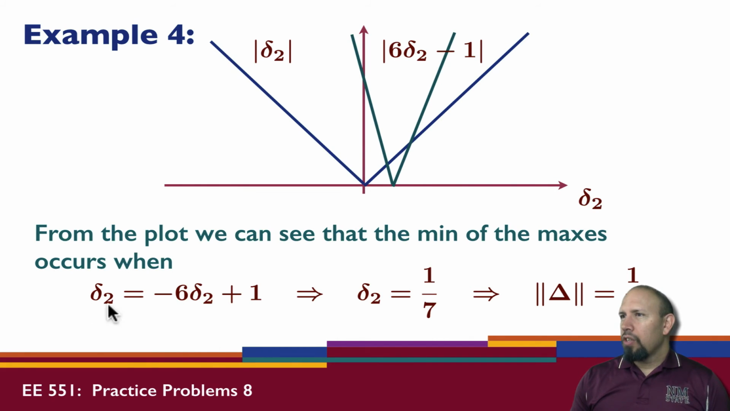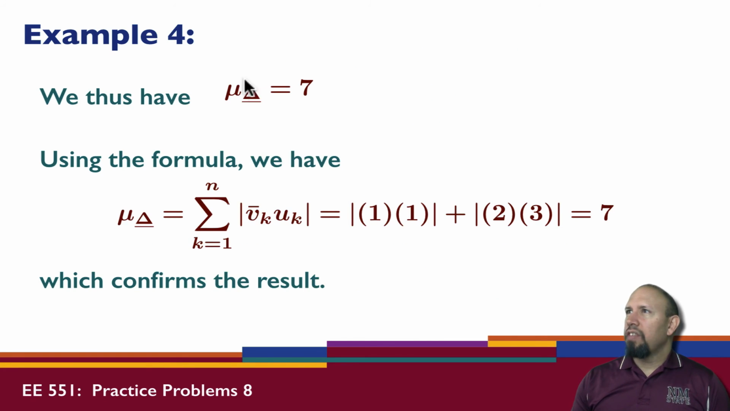All right, so this is the equation I have. I solve this for delta 2. I get 1/7, and so the norm of the uncertainty is 1/7, and so the structured singular value is 1 over that, which is 7. Using the formula that we had, we can go through and show, in this case, this expression, which is 7, so it confirms the result.